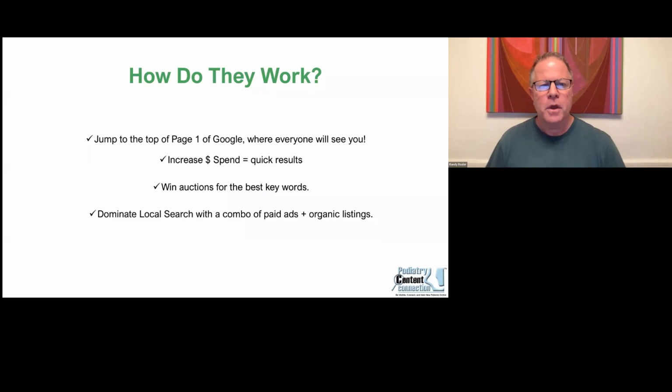So how does that work? First of all, you can jump to page 1 of Google, where everyone will see you. And why? Because you're paying your way there. It's pay to play. When you increase your spend, you get quicker results. You're showing up more often because Google rotates. You win auctions for best keywords, and you can dominate local search with a combination of paid ads and organic listings.